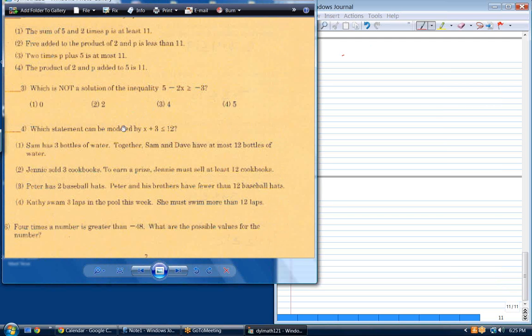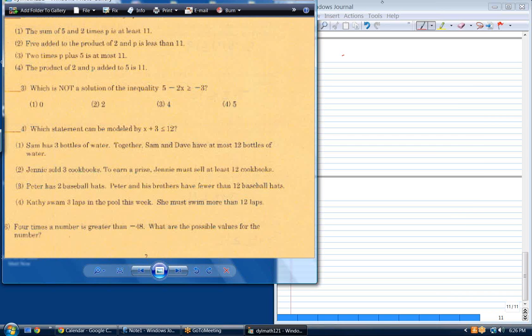Yeah. So which statement can be modeled by x plus 3 is less than or equal to 12? Okay. So I'll take, let's have 12 crickets. I think it'd be 2. Let's look at 1. First of all, 2 doesn't really say much. It says Jenny sold 3 cookbooks and she has to sell at least 12 cookbooks. So I can't even create any kind of an inequality from that. Actually, no, you can't. Number 1 says Sam has 3 bottles of water. Together, Sam and Dave have at most 12 bottles of water.